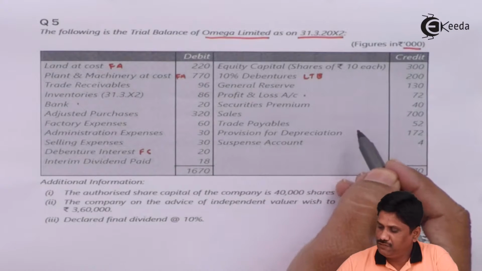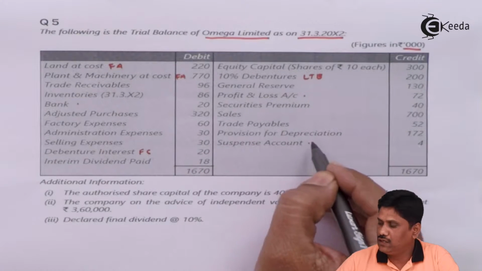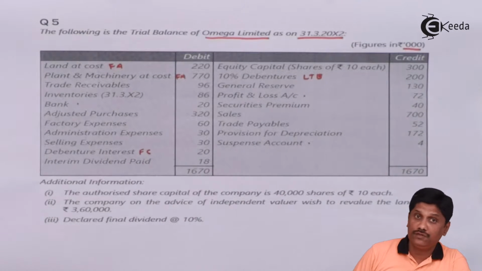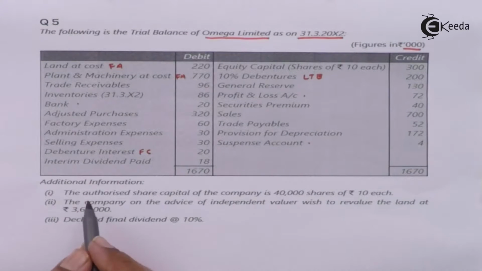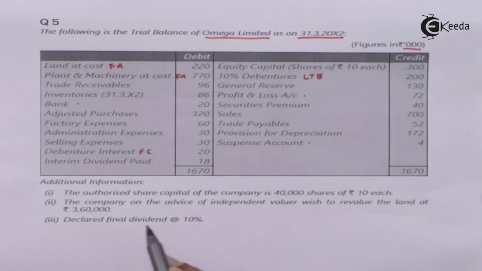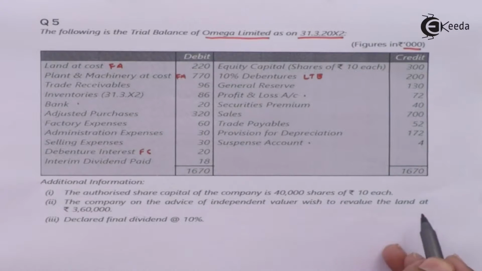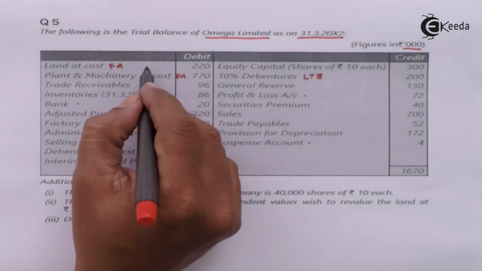Provision for depreciation will be subtracted from machinery. Suspense account, we are still not confirmed about what to be done with the suspense account. When we read the question, we will decide about it. The authorized share capital of the company is 40,000 shares of rupees 10 each. Company, on the advice of an independent valuer, wishes to revalue the land at rupees 3,60,000. So land is revalued at 360.